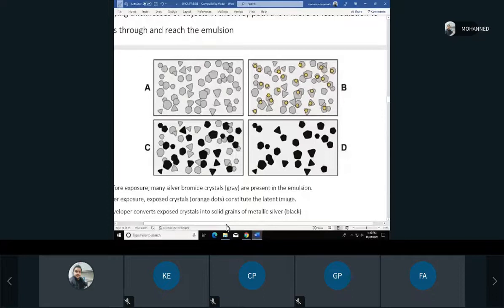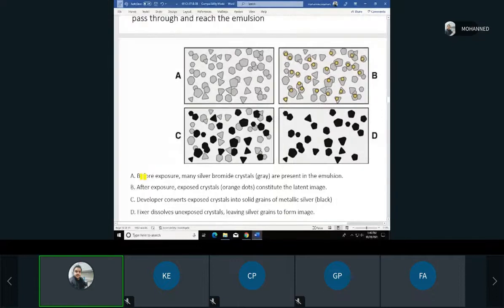That's good, right? So this is before exposure. A lot of these crystals are just still in place in the emulsion, right? When we expose it, some crystals will have the latent image. Then we have these two chemicals that we'll talk about in a minute that we call developer and fixer. The developer will convert or develop these exposed crystals into solid grains of silver that is black, right?